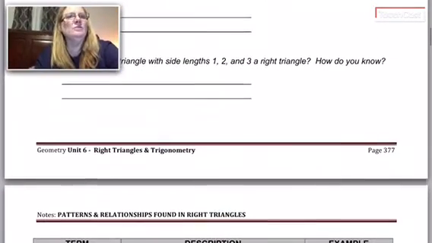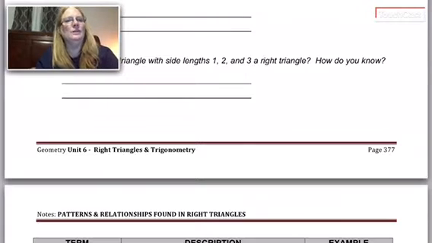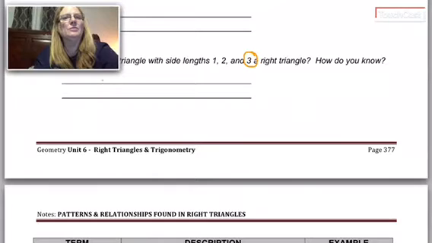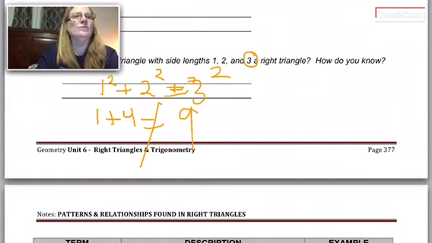So, is a triangle with side lengths 1, 2, and 3 a right triangle? And how would you know? Well, again, you would just see, does it satisfy? Well, 3 is the longest number, so is 1 squared plus 2 squared equal to 3 squared? And we get 1 plus 4 is equal to 9. That is not true, so that is not a right triangle.